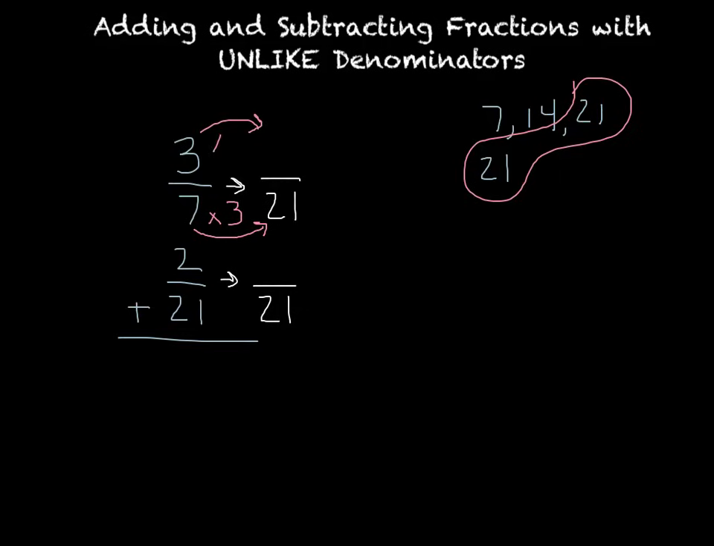So I'm going to do 3 times 3. That's going to get me 9. Oops, I don't want to write in that color. No, 9. Let's write in our white because we want it to be pretty. So we have 9/21.